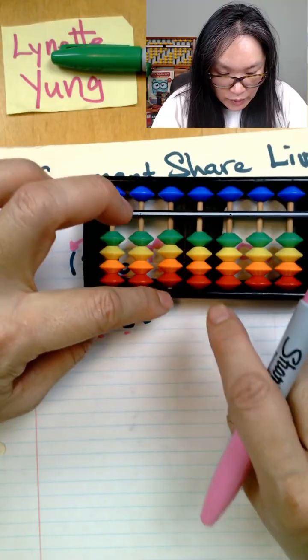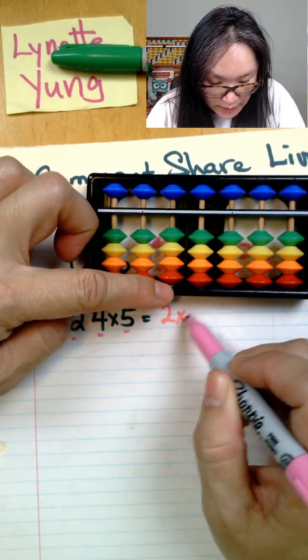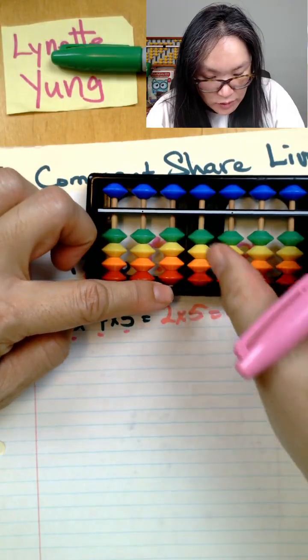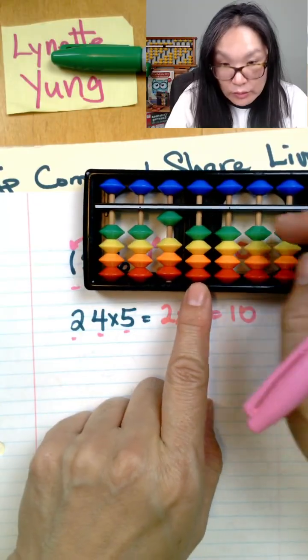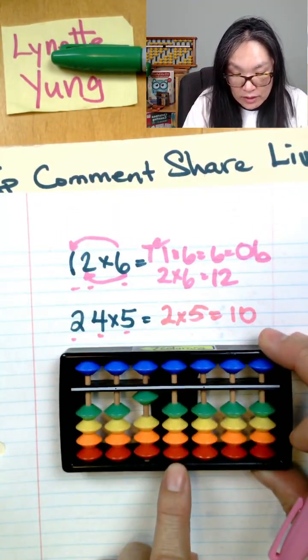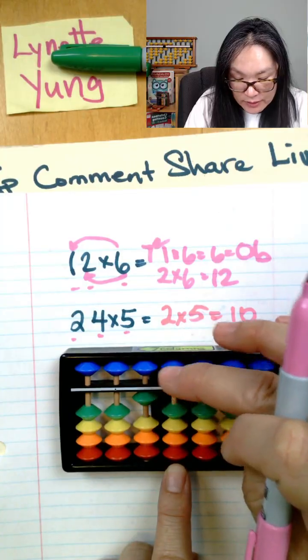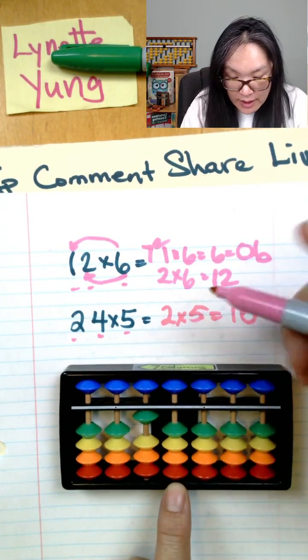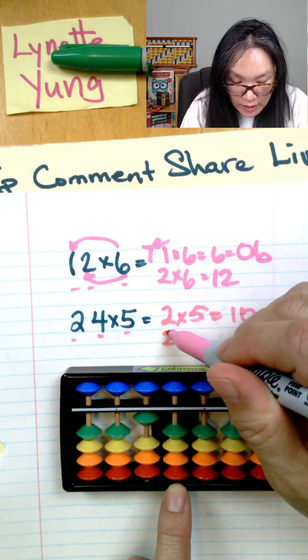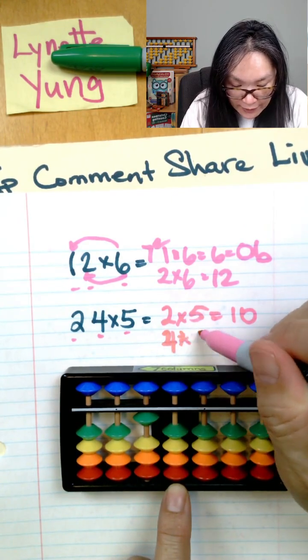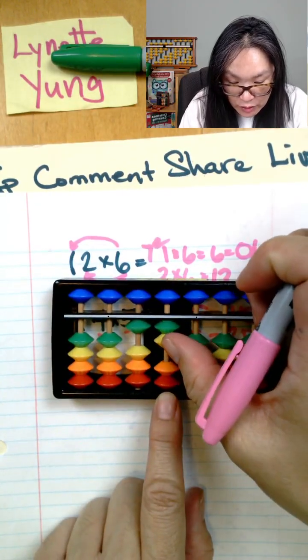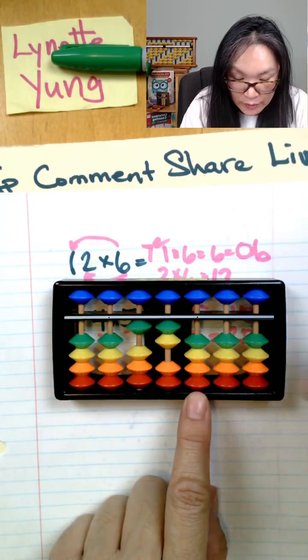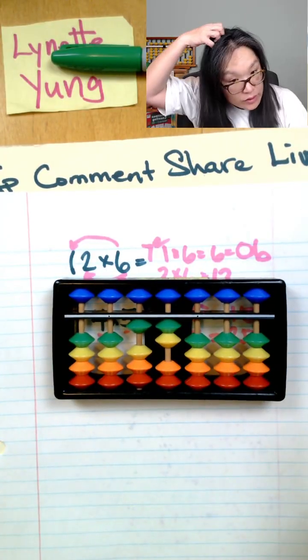Then we do 2 times 5 is equal to 10. So I add the 10, the 1 and then the 0. Don't forget the 0. I'm going to move my finger to the tens, because that's where my 0 is. And then 4 times 5 is equal to 20. So again, I have my 2, and then I move over here and it'll be 0. So my answer is 120.